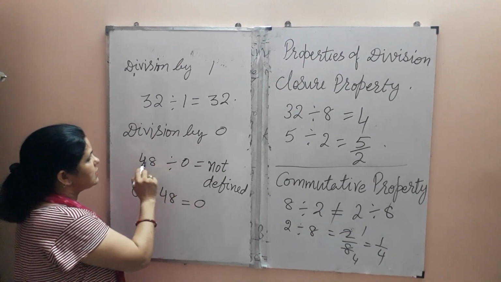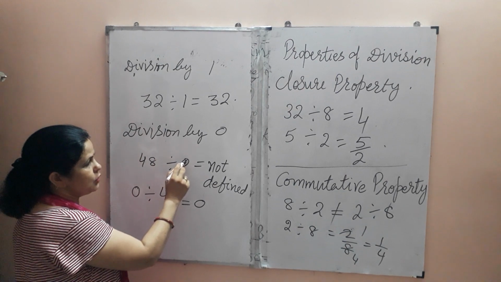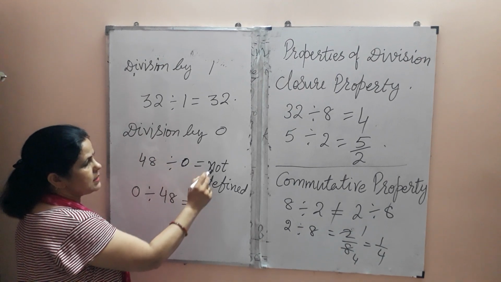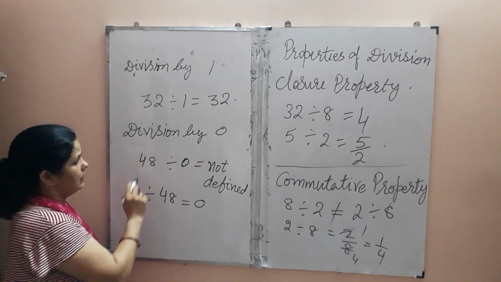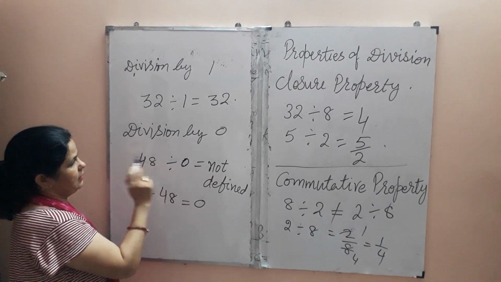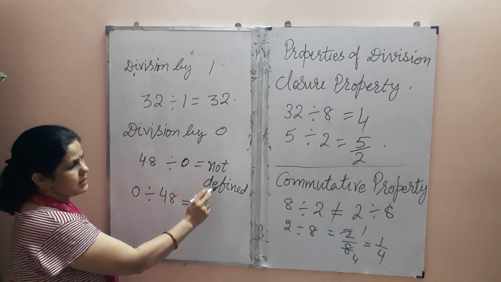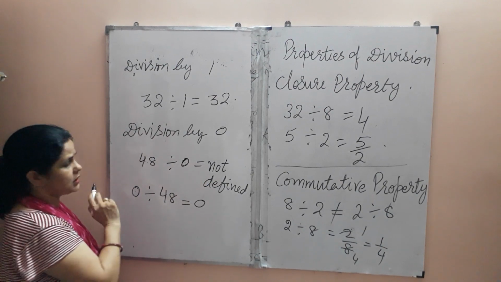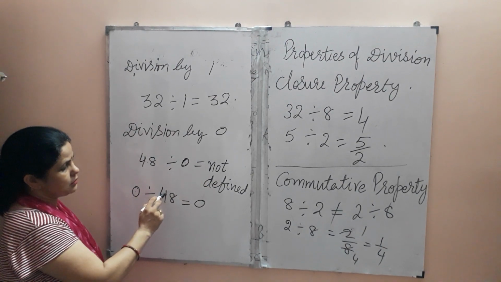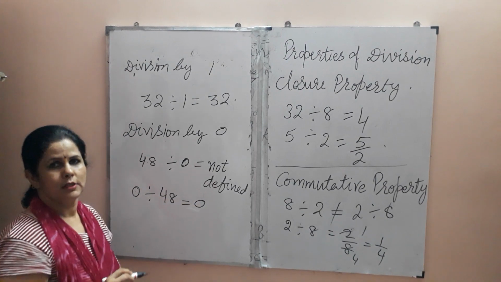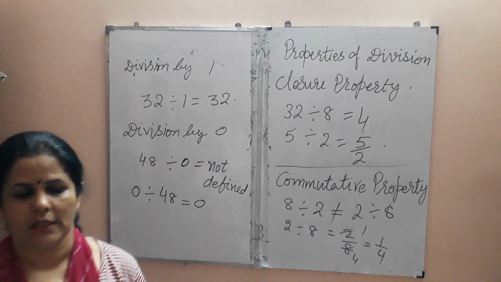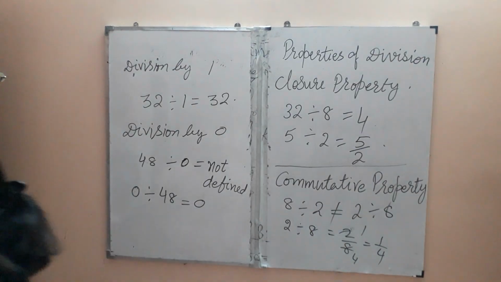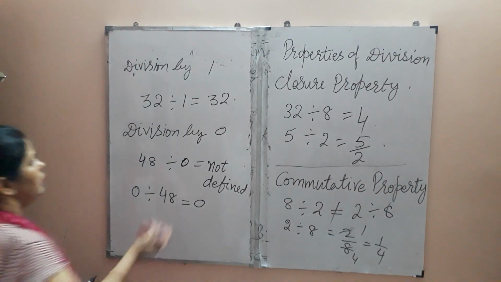So this is quotient and this is divisor. If 0 is the divisor, then the answer is not defined. And if 0 is the dividend, sorry, this is dividend, this is divisor. If 0 is the divisor, then the answer is not defined. And if 0 is the dividend and some other number is the divisor, then the answer will be 0. Got it now?